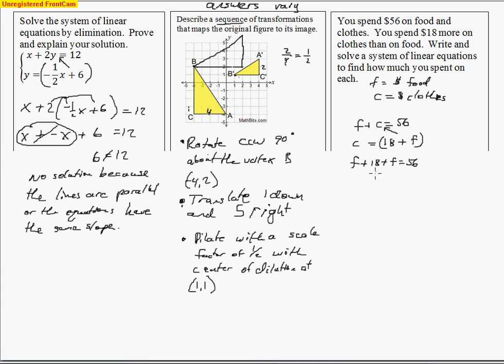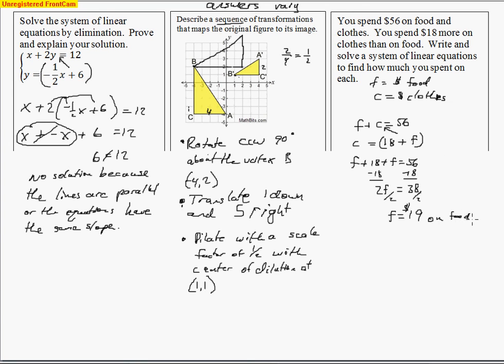So I'll go ahead and subtract that 18 from both sides. And that's going to give me 38 equals 2F. And so when I go ahead and divide by 2, that's going to end up giving me F equals 19. So I know I spent $19 on food.